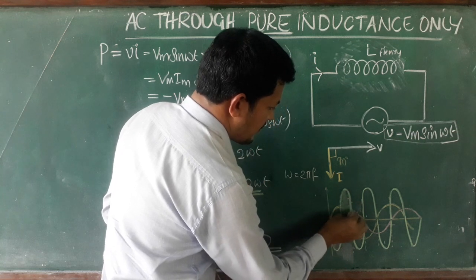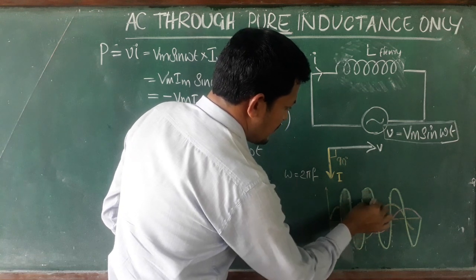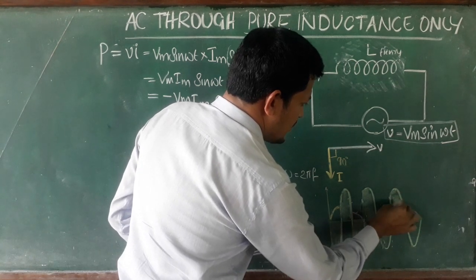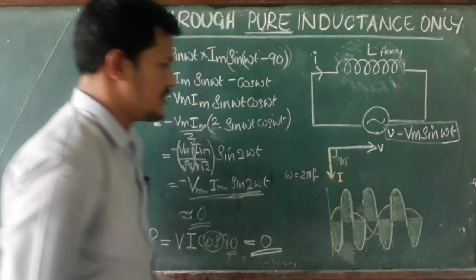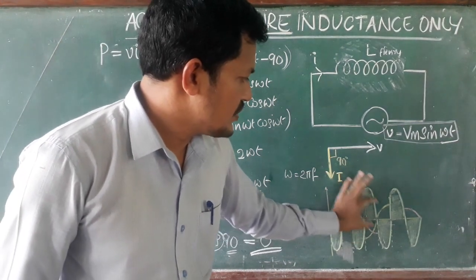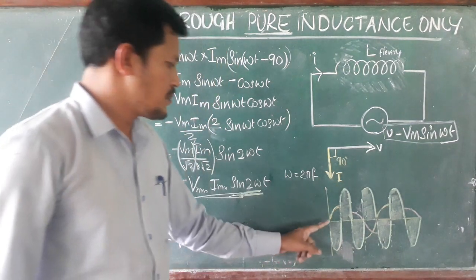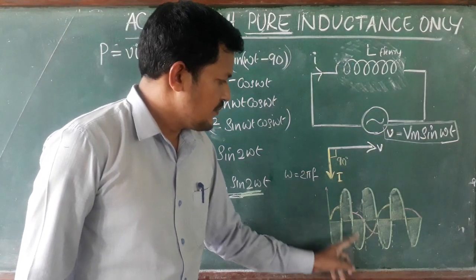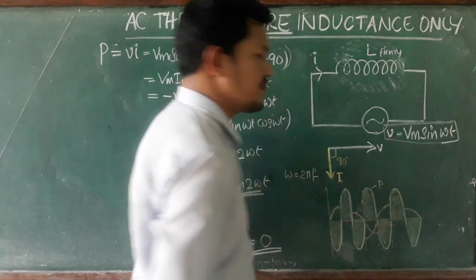The average power is 0. By seeing the graph also you can judge the power value. The positive area in the waveform is the same as the negative area, so they cancel each other. Negative, positive, negative, positive, negative, positive. The average value should be 0. So from the graph also this proves the power is 0. So these are the voltage waveform, current waveform and the power waveform. This one is called the power waveform.